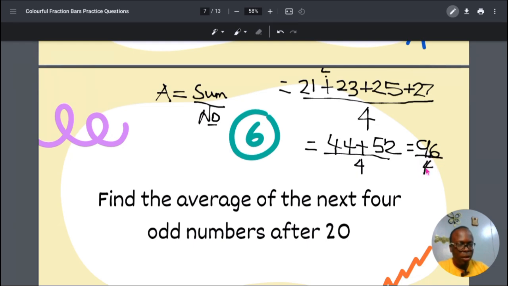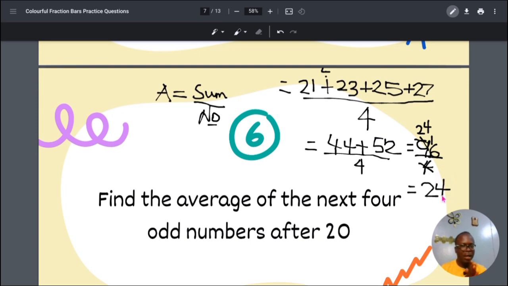Let's see. So I take this using the short method. I take 4 in 9, which is actually a 2. That's 8. That remains a 1. So I put the 1 close to the 6. That becomes a 16. So 4 in 16 is 4. That's 4 times 4, 16. Okay, so that means 4 in 96 is actually 24. So 24 is our average for the next 4 odd numbers after 20.